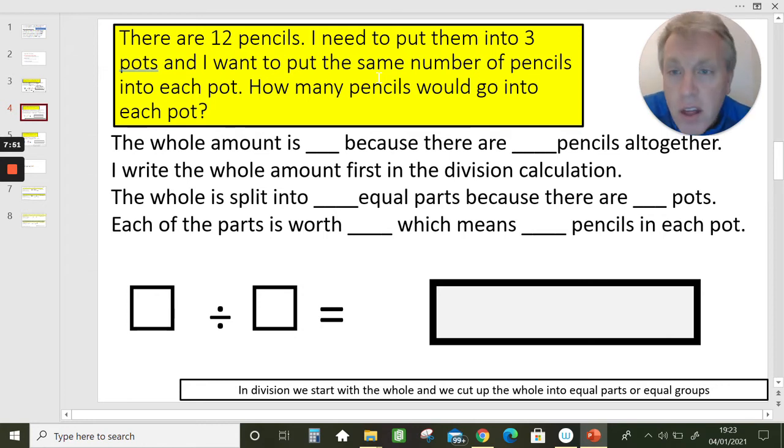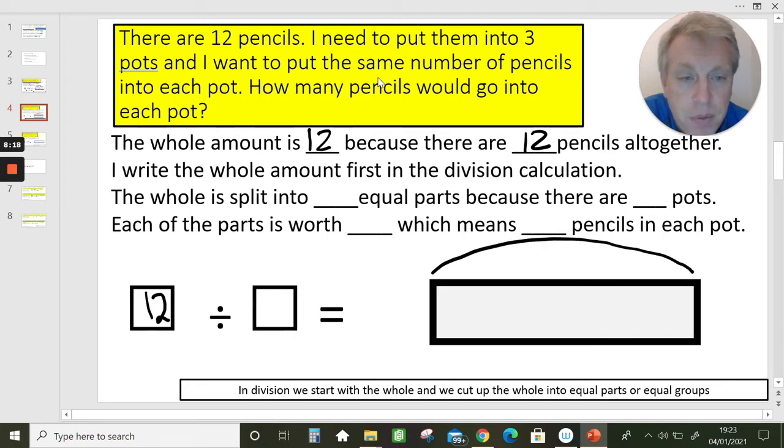Okay, let's have a go together. So let's see, we'll pick up the pace a little bit. The whole amount is 12 because there are 12 pencils altogether. Remember, I write the whole amount first in the division. The whole comes first. The whole amount is split up into 3 equal parts. Well, here I drew the whole amount. The whole is 12 pencils. I've got to split it into 3 parts.